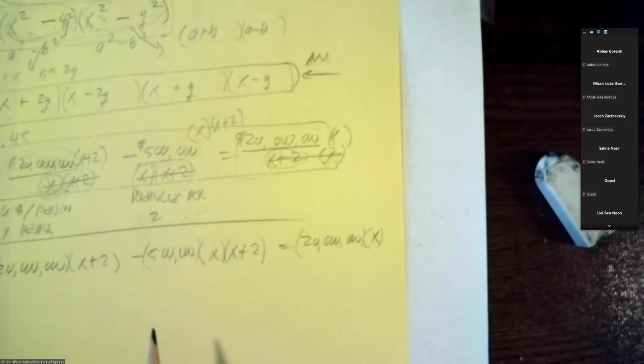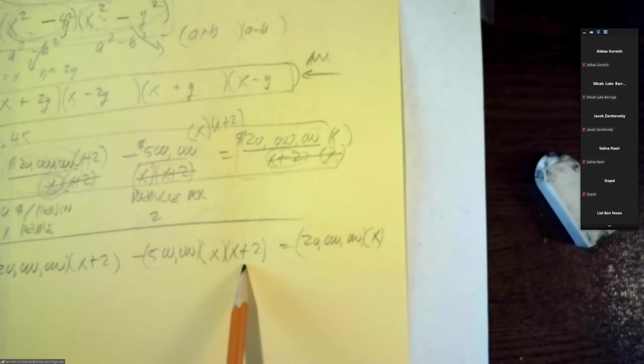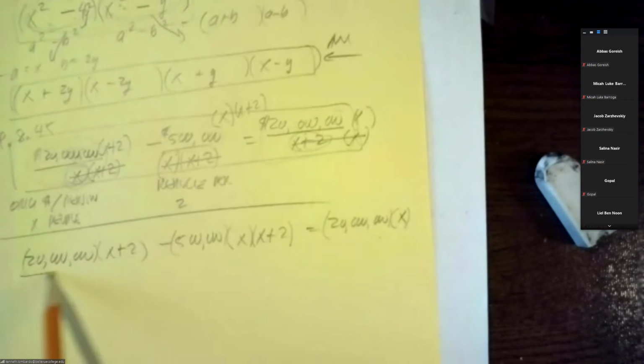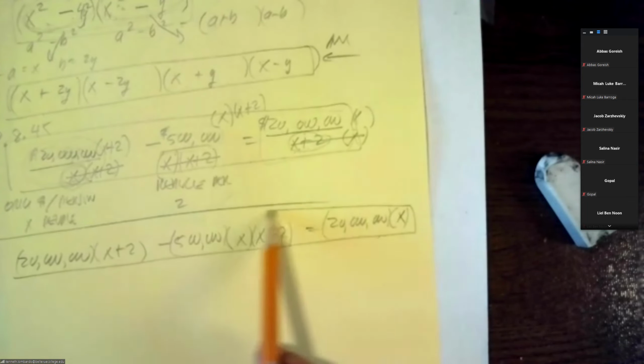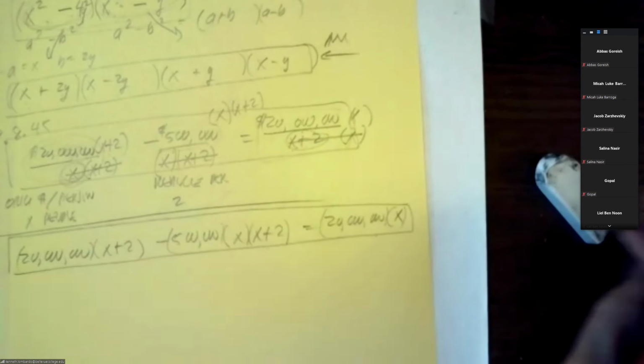Okay, now let's stop and make sure we've got our numbers properly here. 20 million (x + 2) minus 500,000 (x + 2) equals 20 million x. Yes. So now this is the equation that we have to solve.